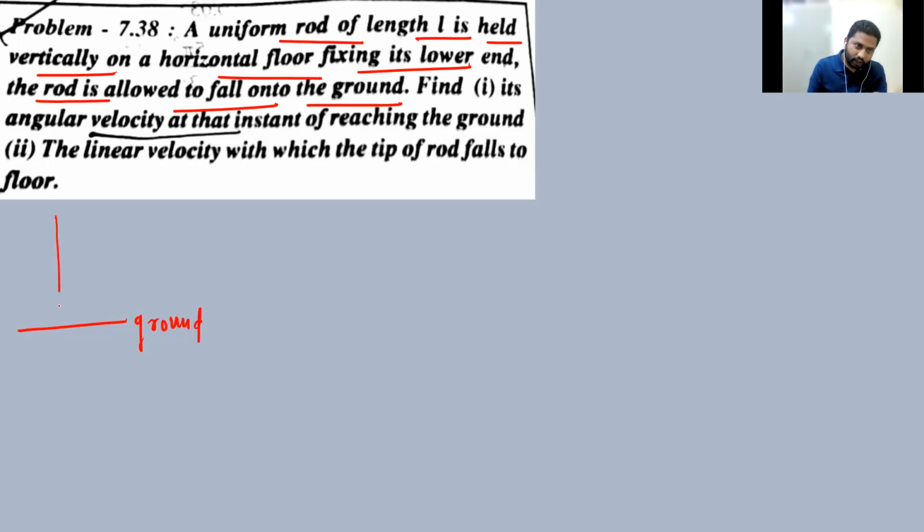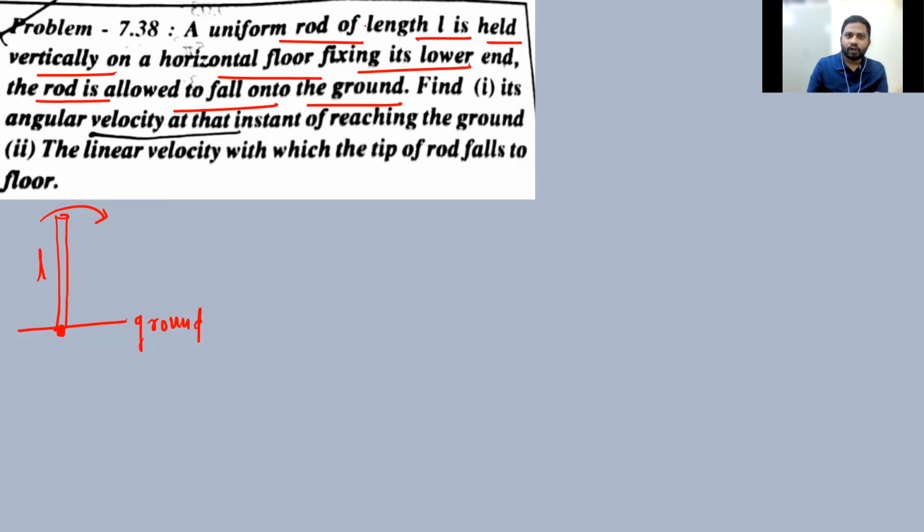A uniform rod of length L is held vertically on a horizontal floor, fixing its lower end. The rod is allowed to fall freely on the ground. Look at the question here. So this is the ground, my dear children. So this is the rod. This is the rod of length L. This is fixed here. About this axis, the rod will rotate like this.